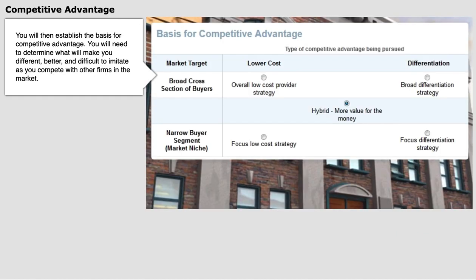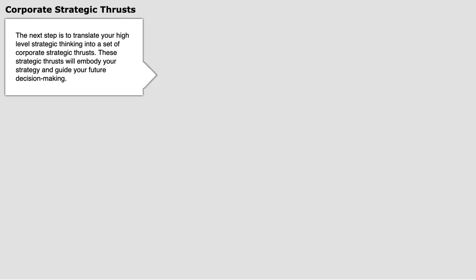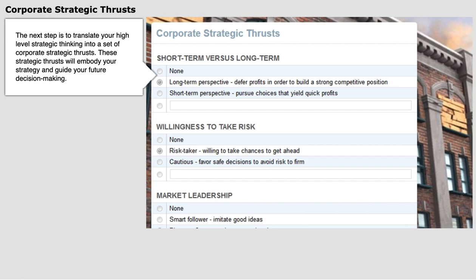You will then establish the basis for competitive advantage. You will need to determine what will make you different, better, and difficult to imitate as you compete with other firms in the market. The next step is to translate your high-level strategic thinking into a set of corporate strategic thrusts. These strategic thrusts will embody your strategy and guide your future decision-making.